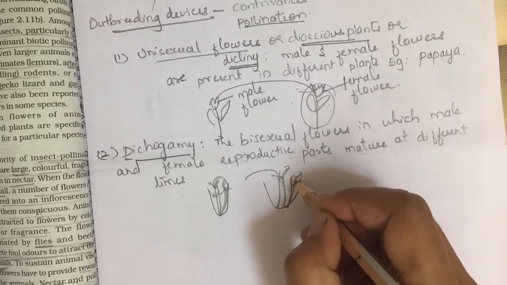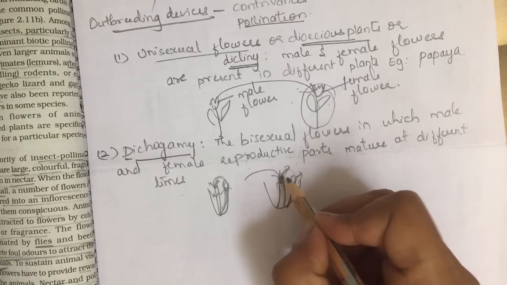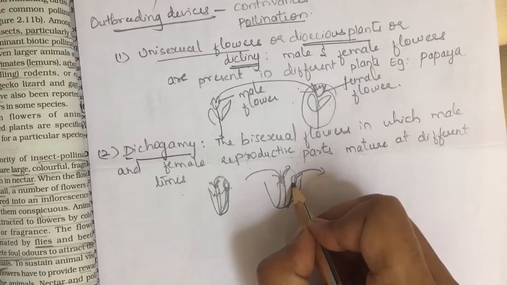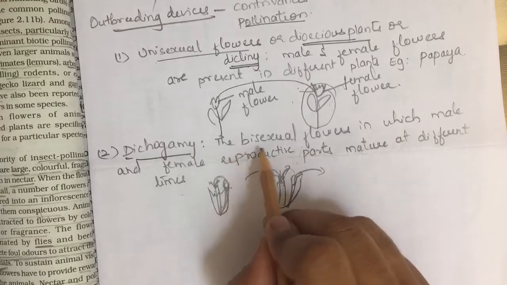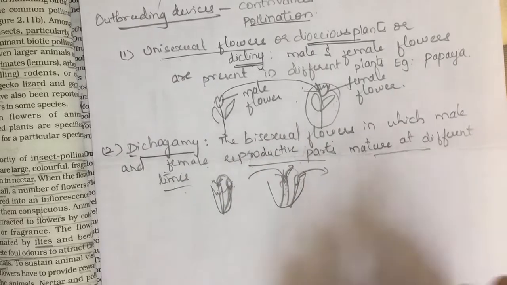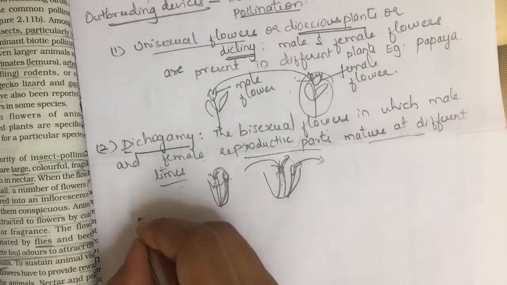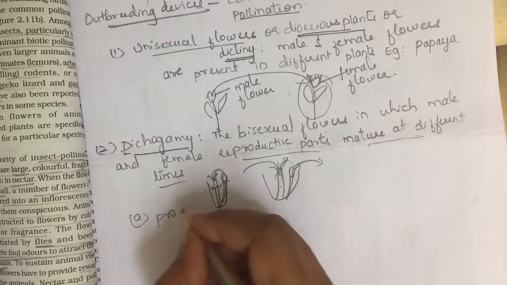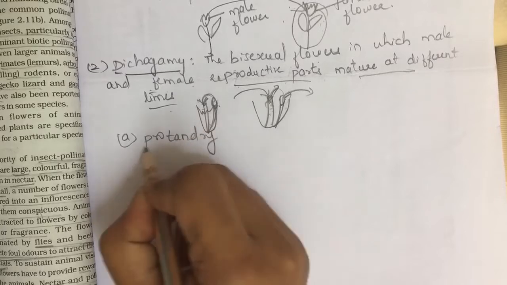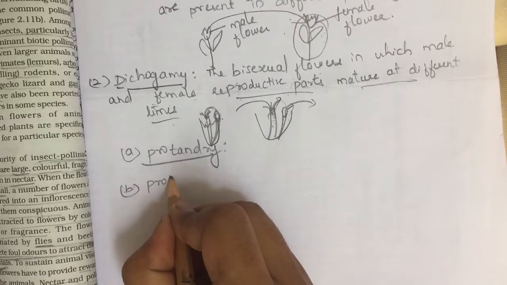If the anther is maturing first but the stigma is still young, then what happens? The anther will produce pollen grains. Even if they fall on the stigma, it does not get fertilized because the stigma is not yet matured. So that's why it undergoes cross pollination rather than self pollination. So dichogamy is where the bisexual flowers have male and female reproductive parts maturing at two different times. In dichogamy we have two different types: one is protandry, another one is protogyny.